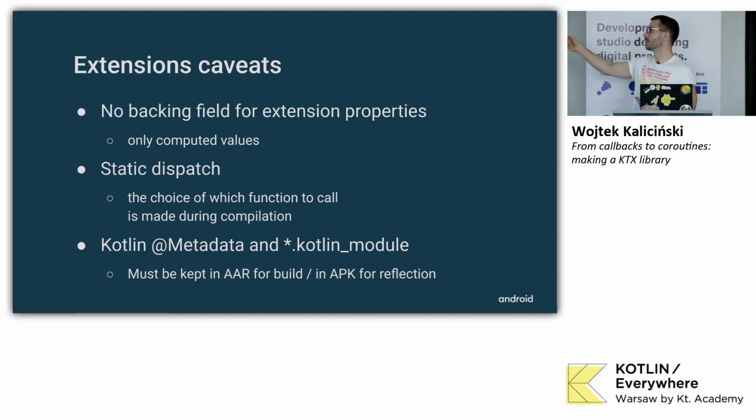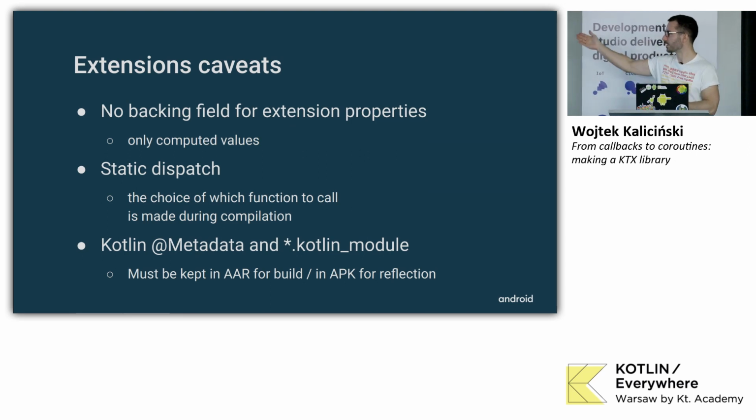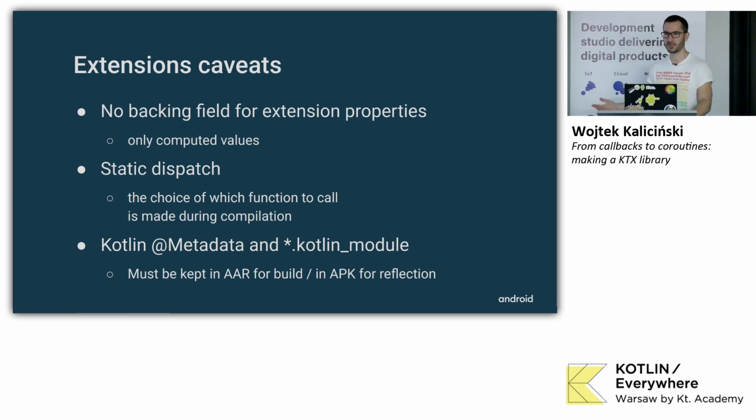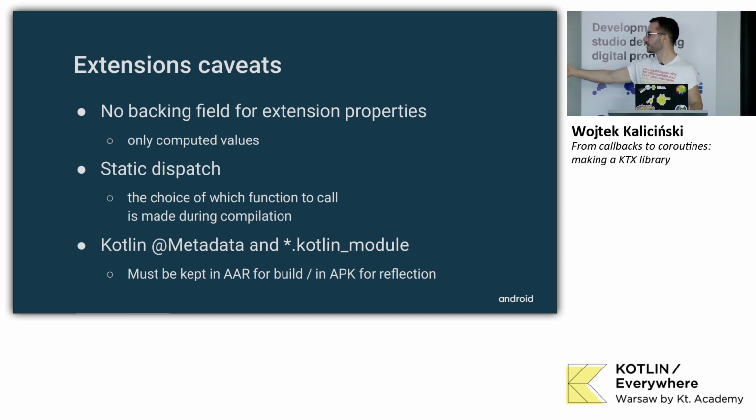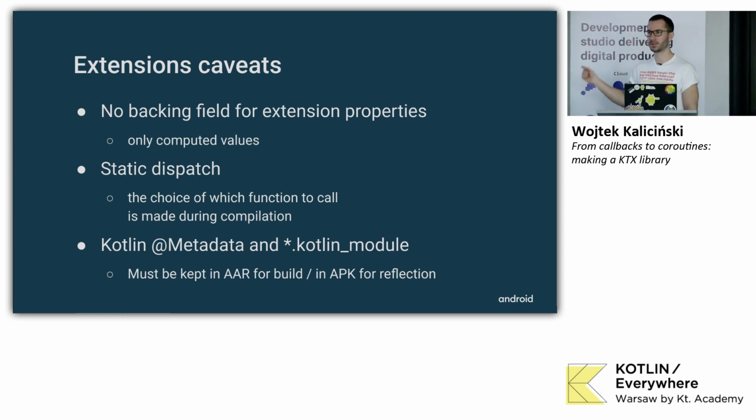This one's pretty easy. Because we're only generating functions, we're not actually manipulating any bytecode in existing classes. We can't have backing fields. We can only get computed values for extension properties. Static dispatch, so the choice of which version of the extension functions to call is made at compile time, not at runtime. So it's different than with regular inheritance. And Kotlin metadata and Kotlin module files. If you're distributing a library, these are needed.